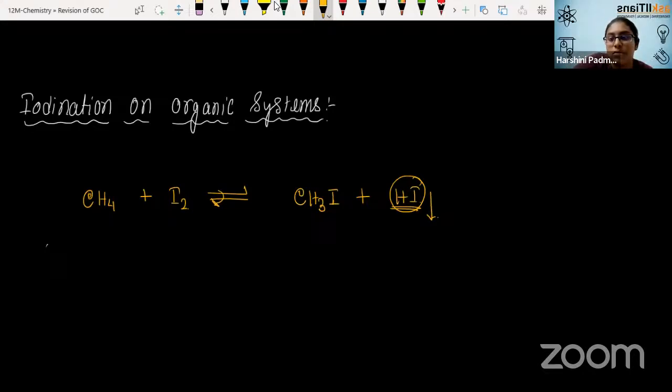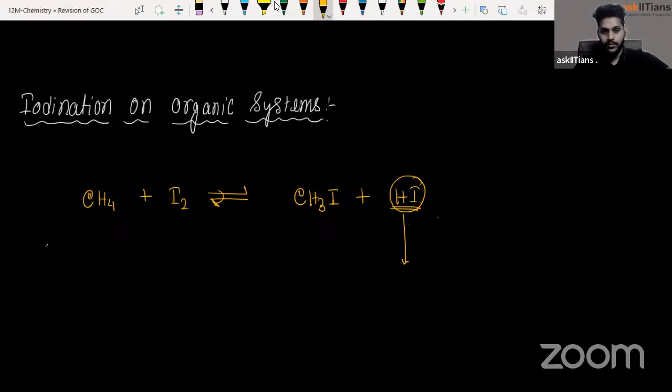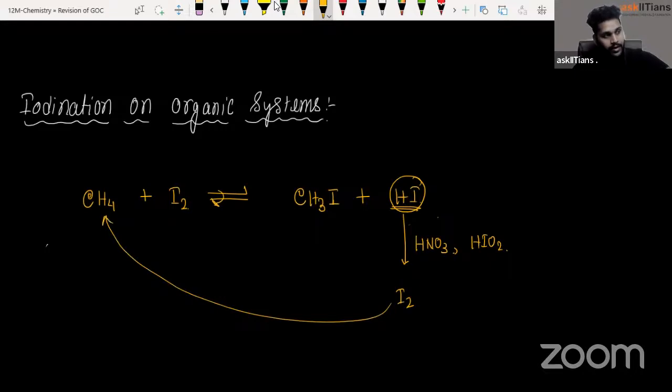Oxidize it to I2. Yes. When we oxidize HI to I2, how do we do that? What are the agents that we use for oxidation? We should not use sulfuric acid, but any other oxidizing agent. Like HNO3 would do the work, HIO3 would do the work. What they would do is actually convert this HI to I2, and make the reaction non-reversible. By these processes, we can make it simple.